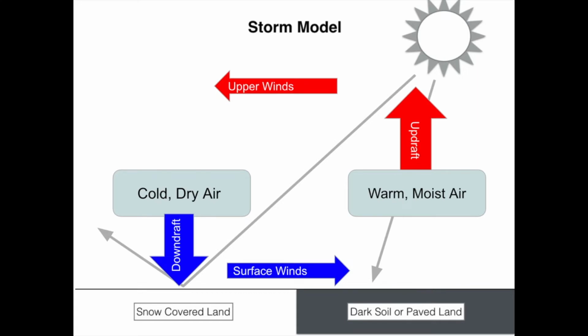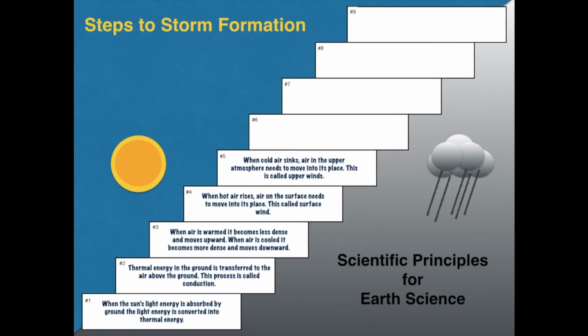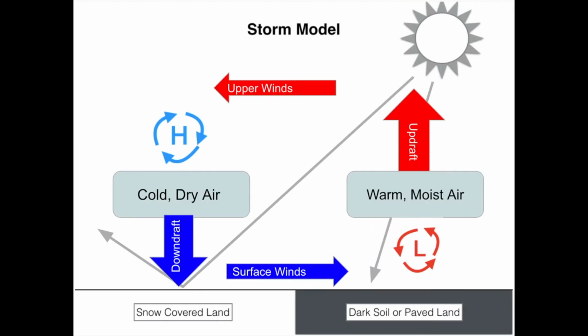When the cold, dry air sinks in the downdraft, this makes room for the warm, moist air of the updraft to rush over in its place. This movement of air is called upper winds. This process of cycling the surface winds, updraft, upper winds and downdraft is a process known as convection.